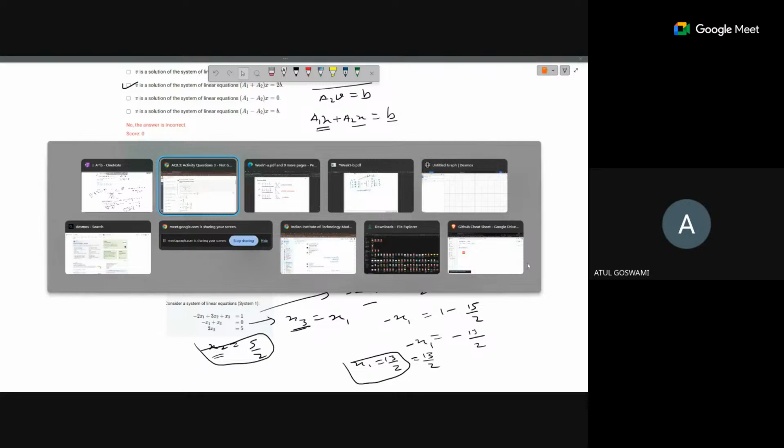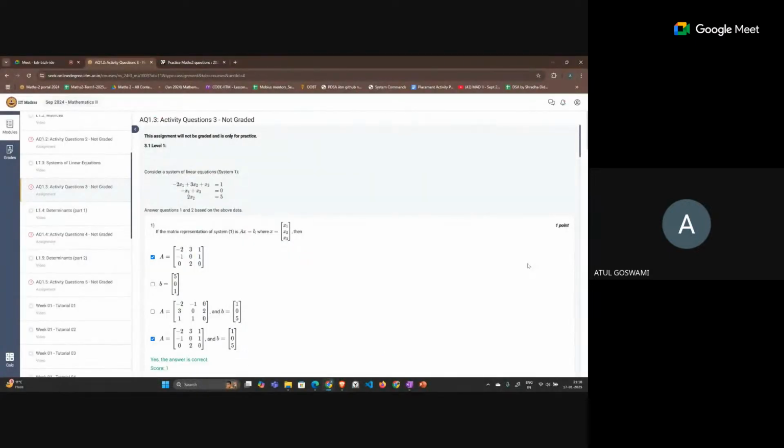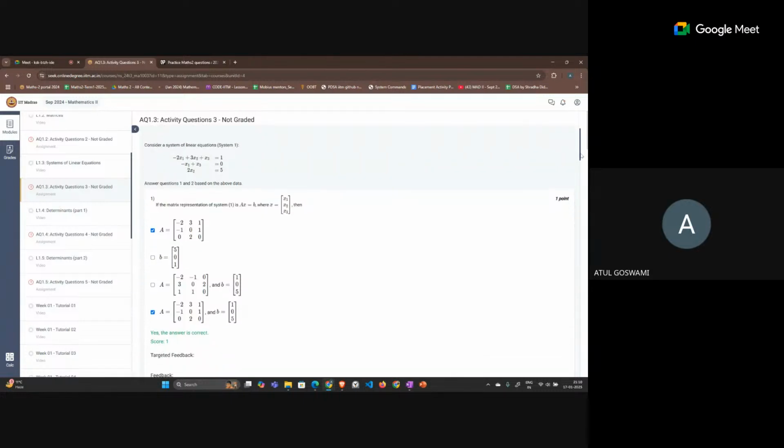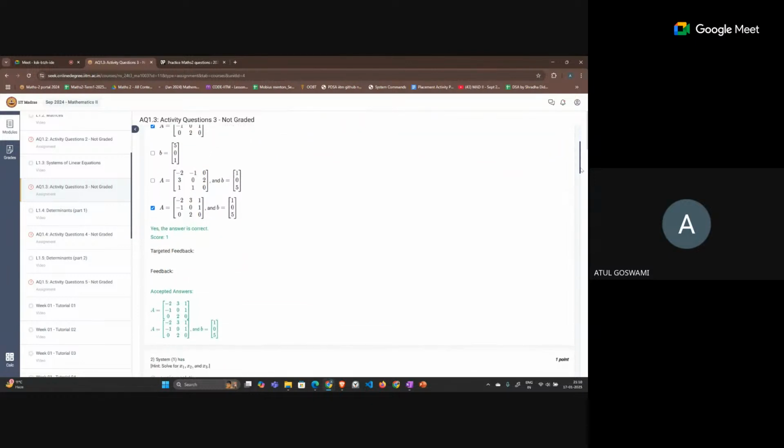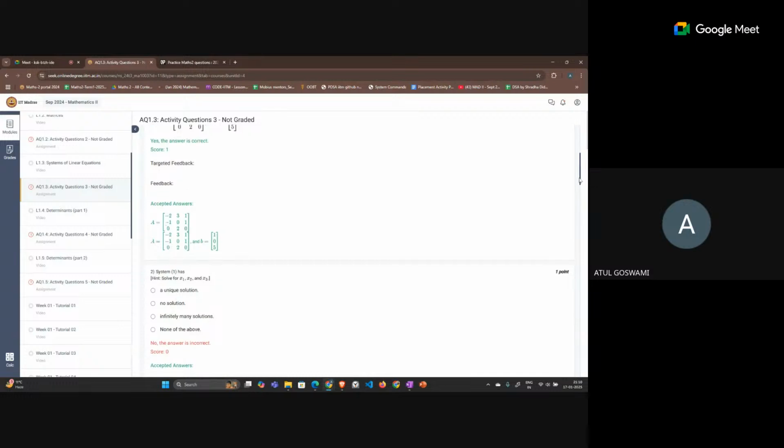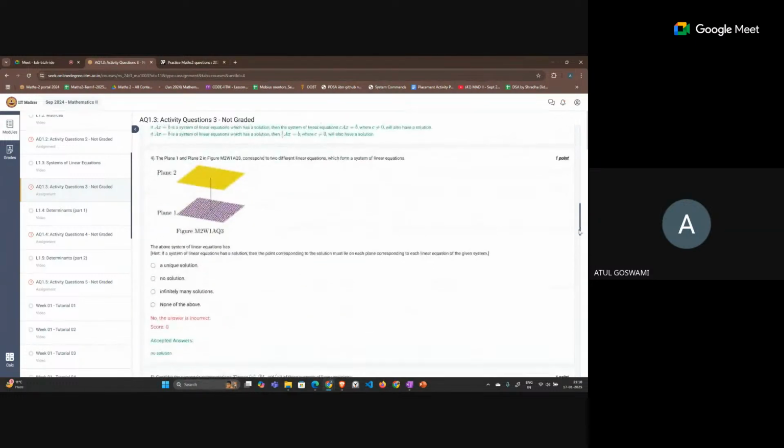This is not the method we are going to use, because this is the substitution method we are already familiar with from the ninth class maybe. But we will use Gaussian elimination in this course in the upcoming weeks. Any other question?